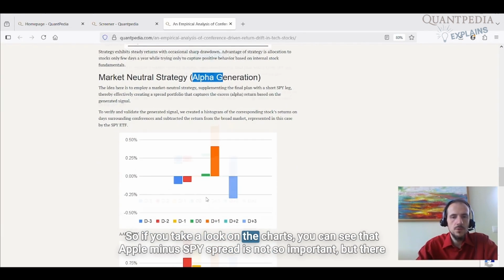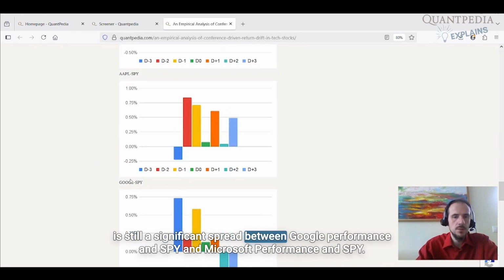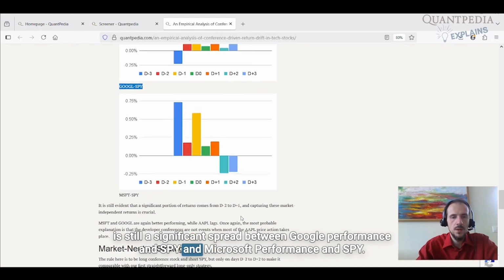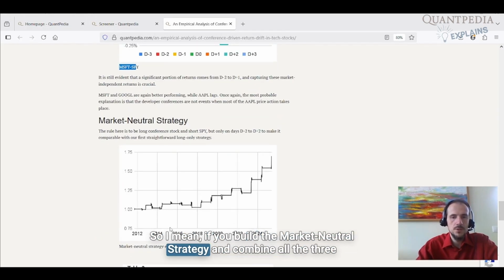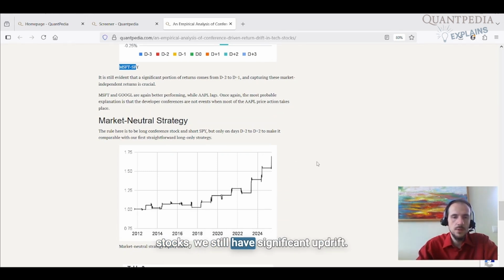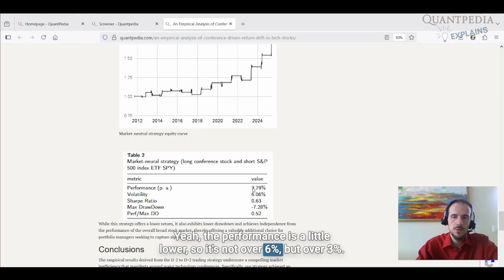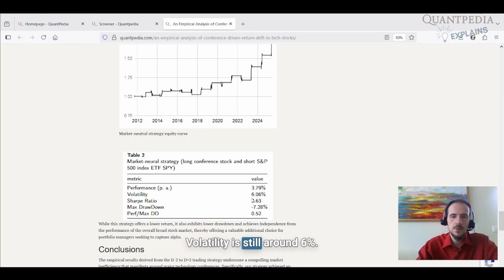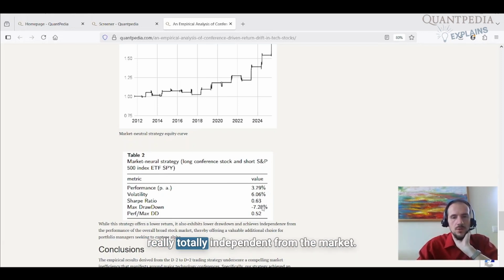So if you take a look at the charts, you can see that the Apple minus SPY spread is not so important, but there is still a significant spread between Google performance and SPY and Microsoft performance and SPY. So if you build the market neutral strategy and combine all the 3 stocks, we still have a significant up drift. Yeah, the performance is a little lower, so it's not over 6% but over 3%. Volatility is still around 6%. Sharpe ratio is a little lower, around 0.6, but we have a strategy which is really totally independent from the market, so zero correlation to the market.